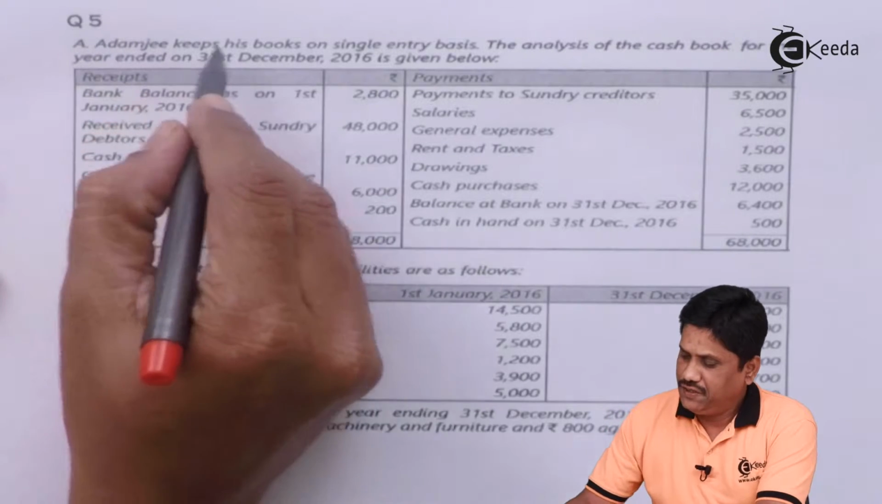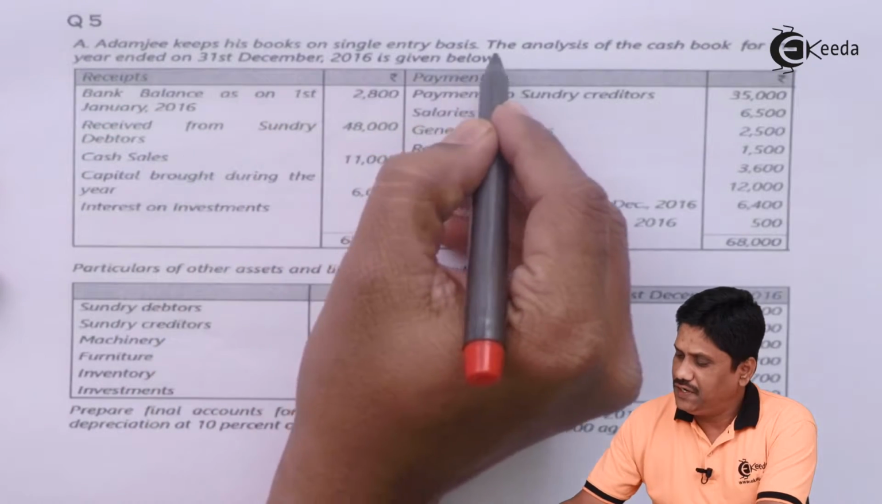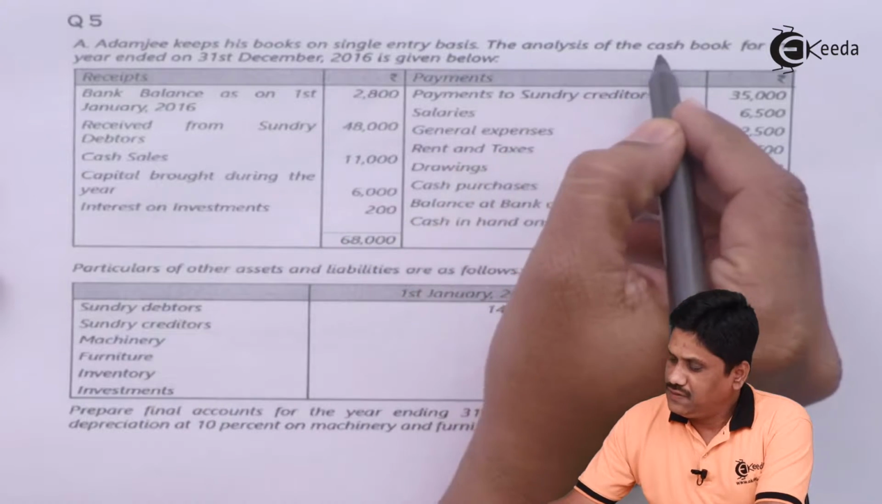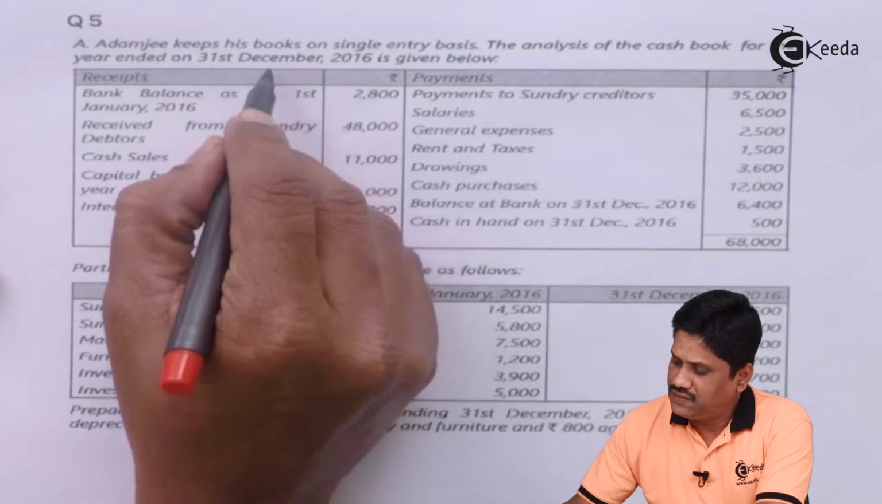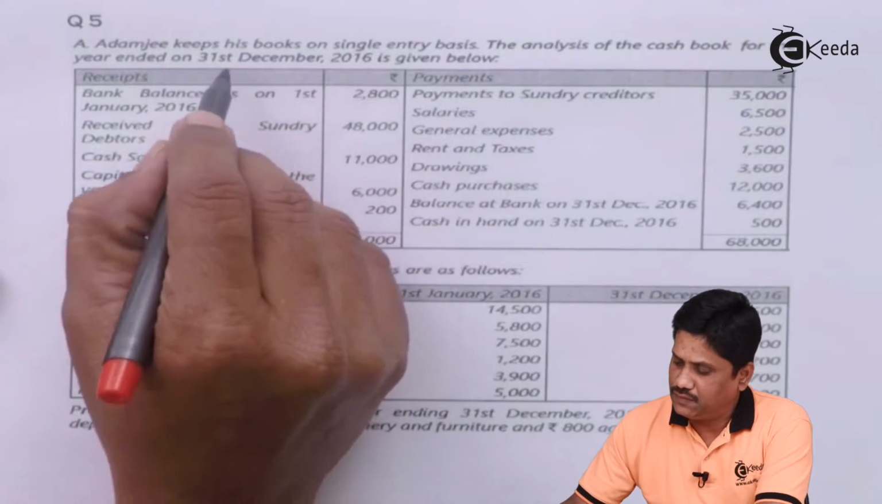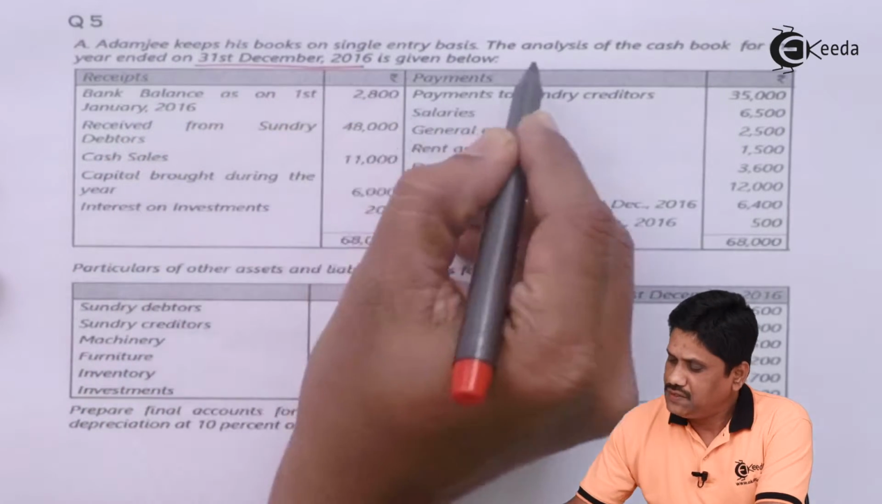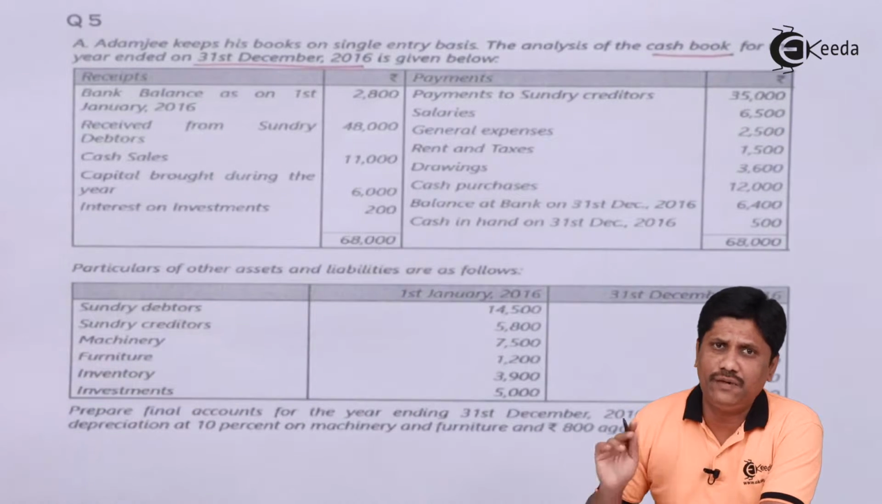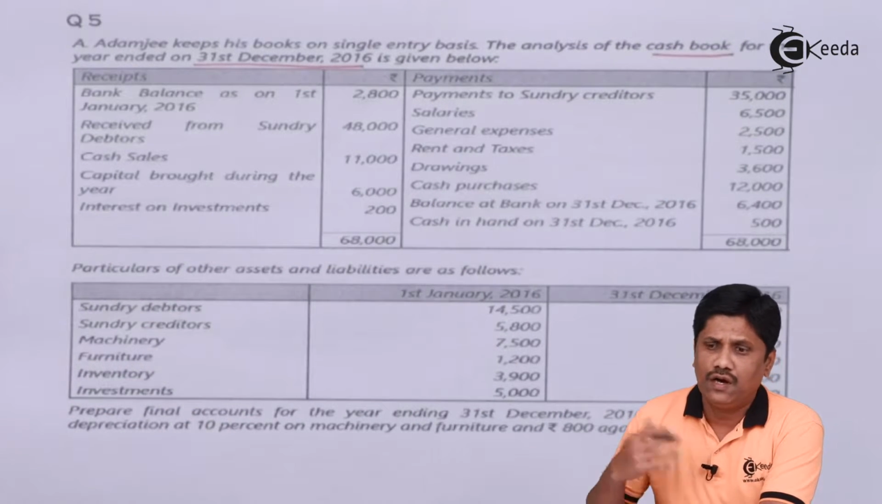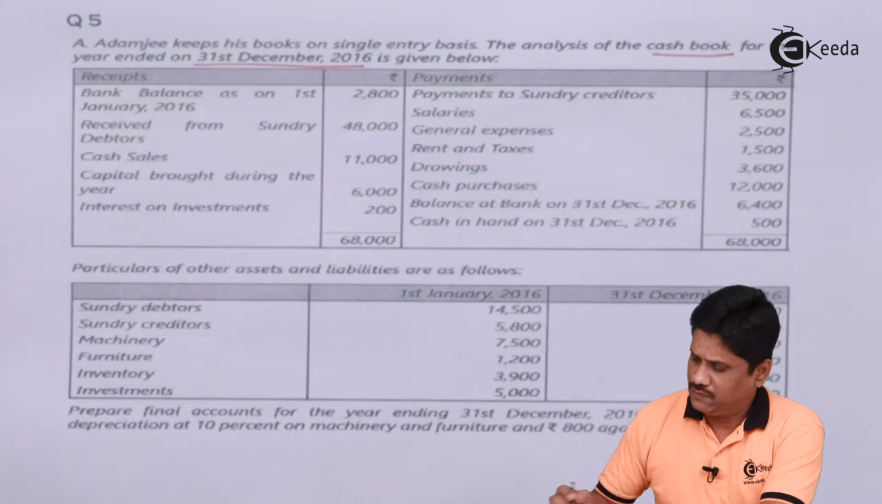A. Adamji keeps his books on a single entry basis. The analysis of cash book for the year ended 31st of December 2016 is given below. Analysis of cash book. That means one effect will be definitely there in cash account. Another effect will be somewhere else.